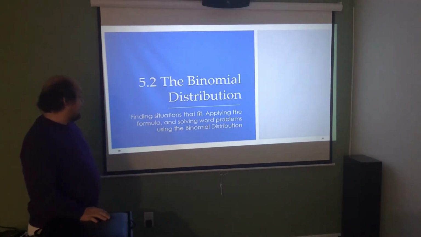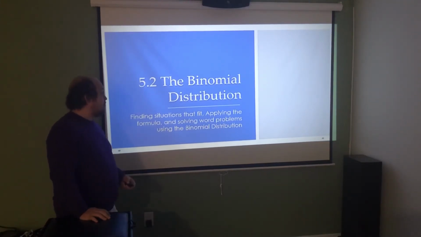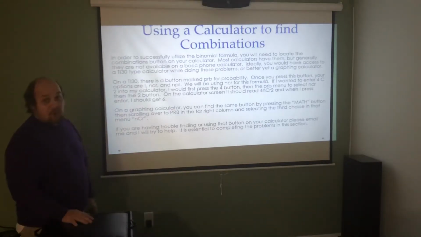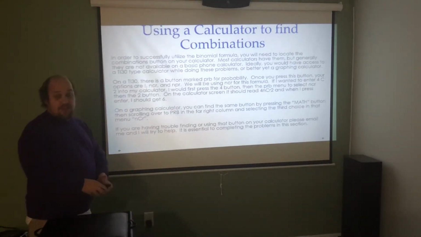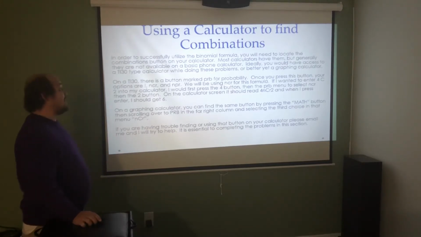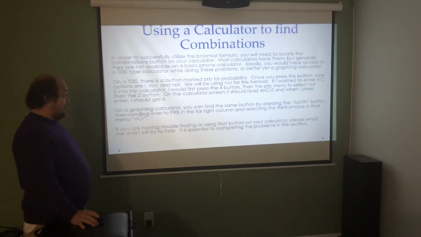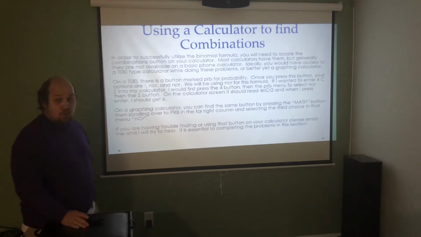So the binomial distribution, we're going to look for what situations fit it, we're going to apply the formula, and we're going to solve word problems using the binomial distribution. It's a lot of words, I apologize, but really the goal here is to help you find the button on your calculator. So in order to successfully utilize the binomial formula, you need to find the combinations button. Most calculators have them, but generally they're not available on a basic phone calculator. Ideally, you'd have access to a TI-30 type calculator while doing these problems, or a TI-84.